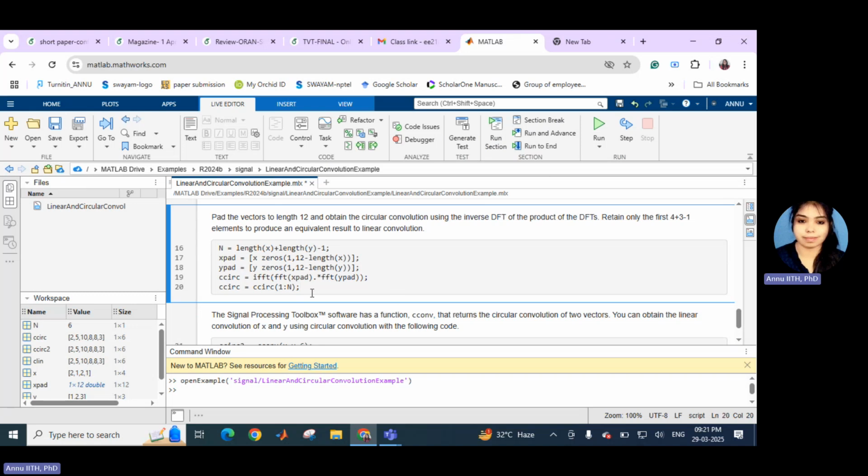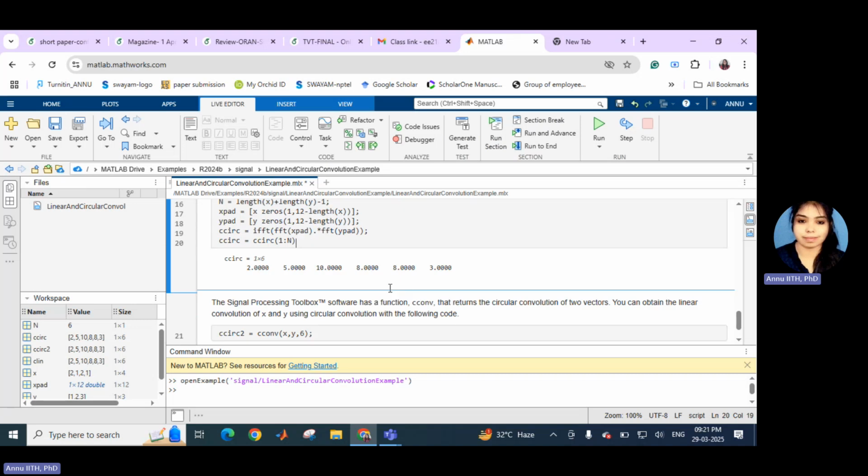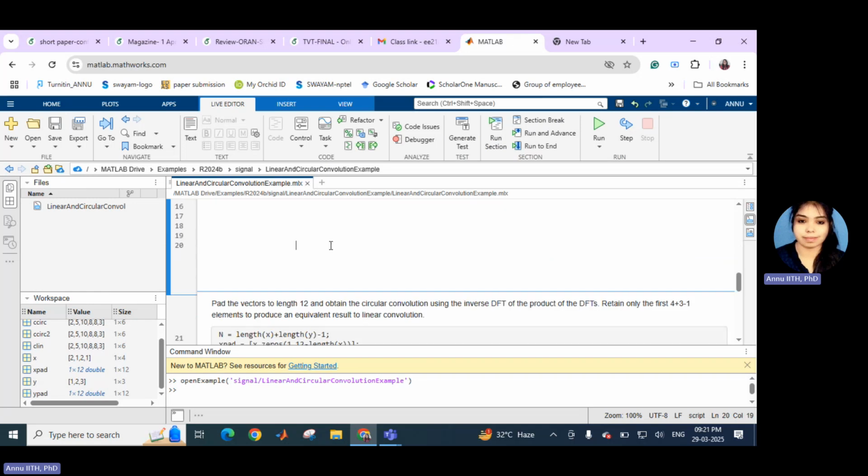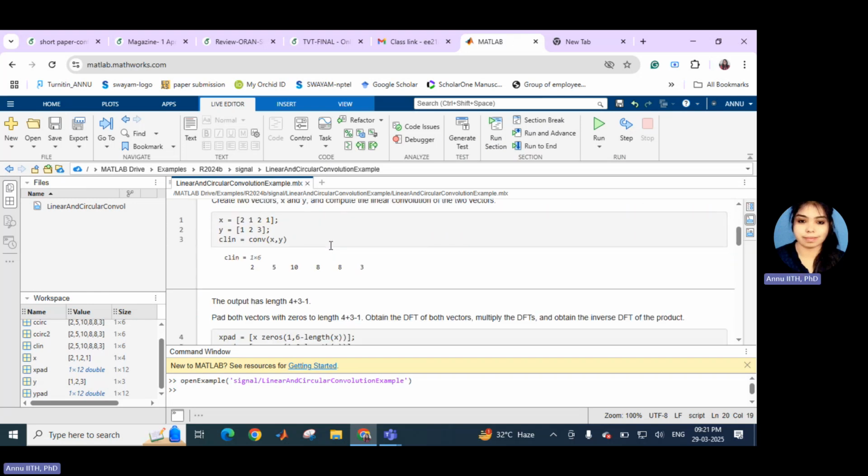So again, it's giving some values. So yeah, this is what MATLAB does for you. And in the workspace, you have so many variables. So you can go through this and just check them. It's visible to all of you.